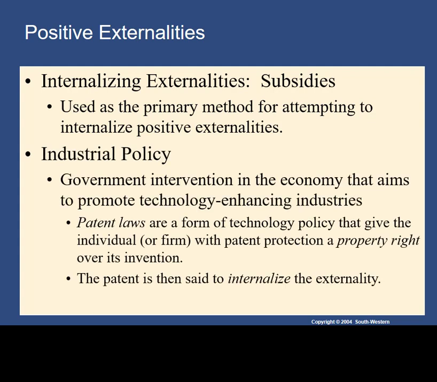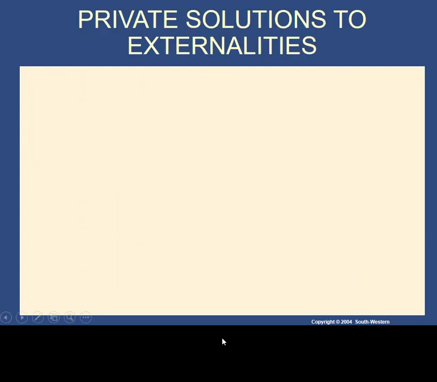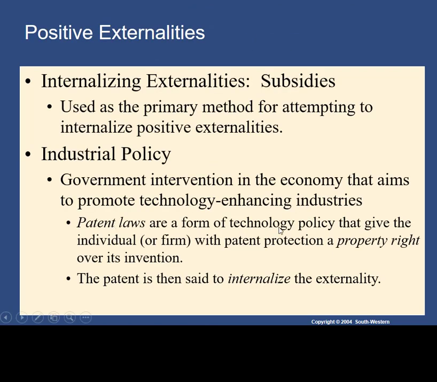So industrial policy, the government intervention in the economy, aims to promote technology enhancing industries, and one of the main ways we do that is with patent laws. Because again the patent gives a property right to the invention, which means that the patent holder is able to capture some of the additional benefit. And the patent internalizes the externality. So it's a little bit different than a direct cash subsidy, but by the government ensuring that the developer of the new technology owns a right to it, they encourage that inventive activity.